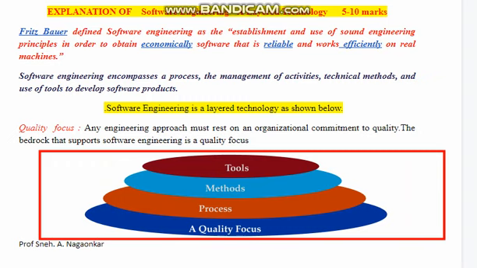Why is it said to be a layered technology? Because each layer is important here. After finishing one layer, we go for another layer. By making use of all these four layers, we can develop a quality product. So guys, this is all about the explanation of software engineering as a layered technology.